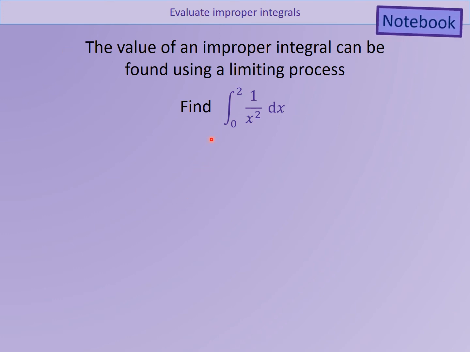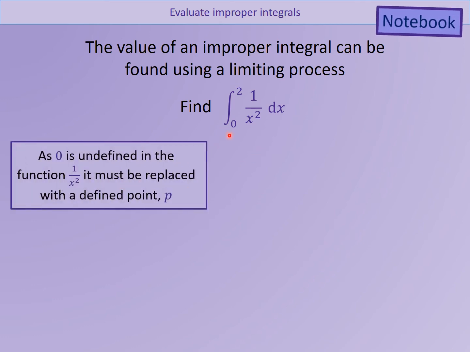So I've noticed that when I put 0 into here, I get 1 over 0 squared. So clearly it's unbounded at 0. So there's a problem there. So once I recognise that 0 is the unbounded part, that's the part that I replace with my P. So this time 2 to 0 is going to change to 2 to P. I must replace my unbounded value by P. That's an essential part. Once you've done that, solve it as normal.